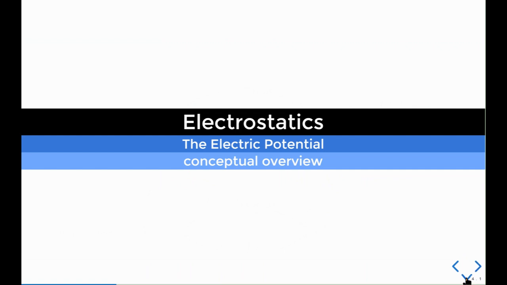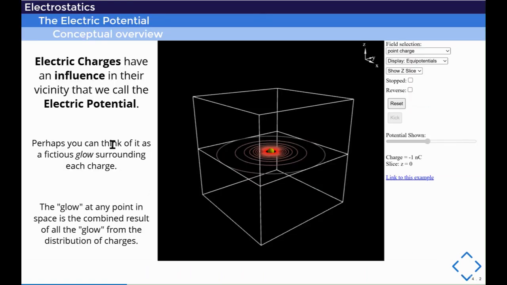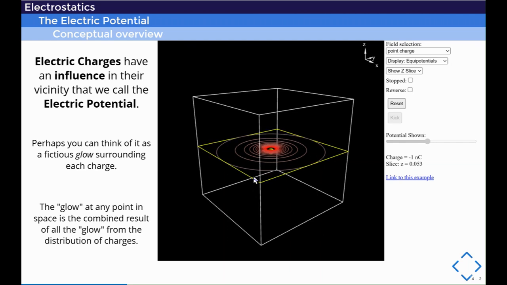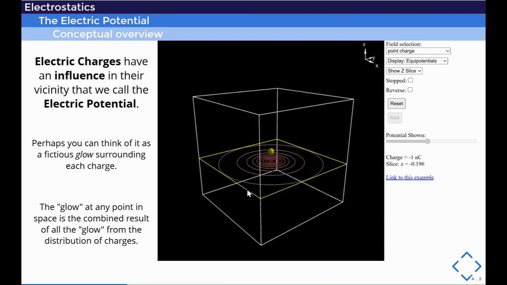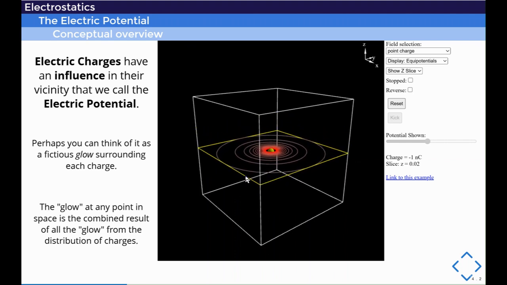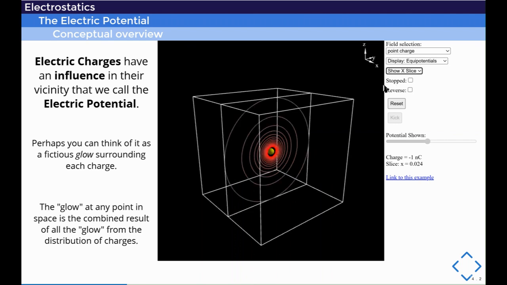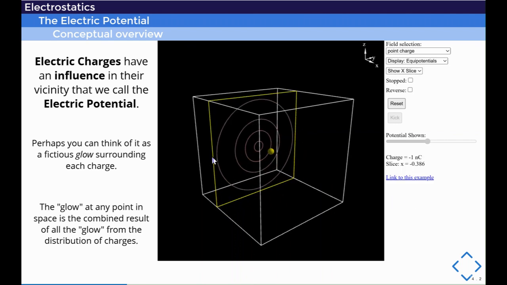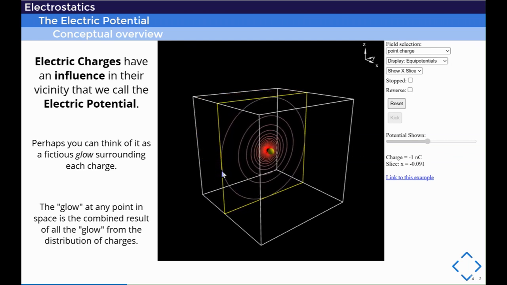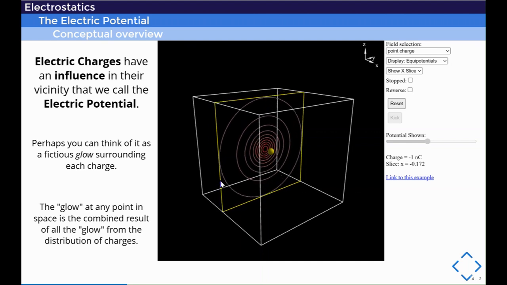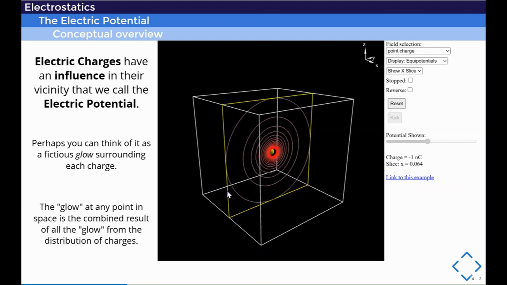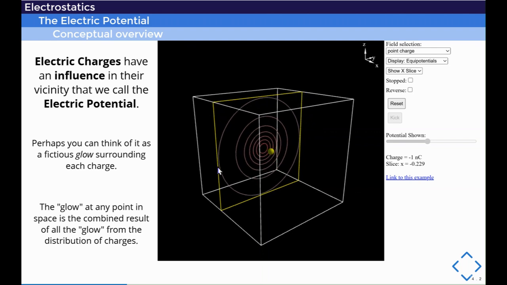Conceptually, you can think of the electric potential as some kind of glow around the electric charges. It's a quote unquote glow, like a fictitious thing around the charge. Of course, we can't see it, it's not there, but it's fictitious. In this particular simulation, it's represented by these curves, and you can see how they get denser as you get closer to the charge. So the charge has this influence around it over all space. Sometimes, to visualize it, we take a 2D slice so that we can see what it looks like, because it's difficult to see in 3 dimensions.